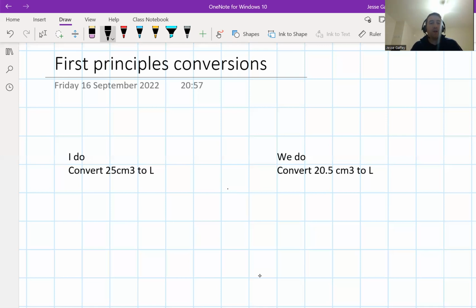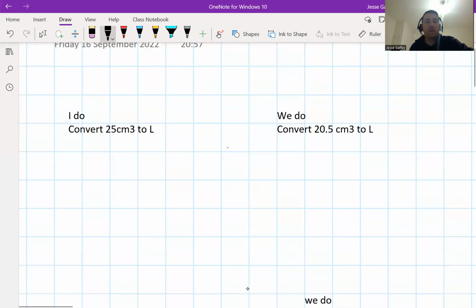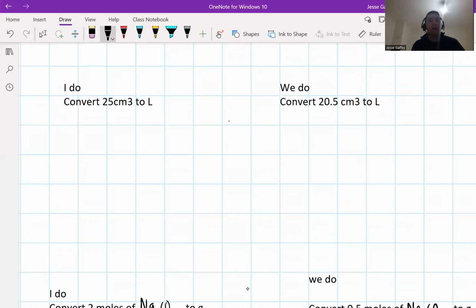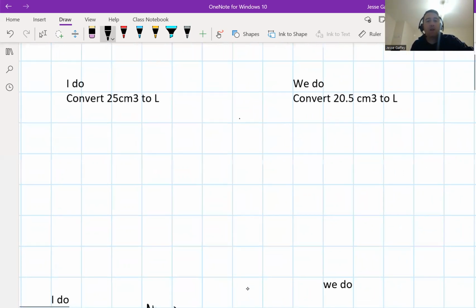All right, the first type of calculation you're going to be able to do is to convert between centimeters cubed and liters. I find in all the titration questions, it helps if you just convert all the volumes to liters as soon as possible. So this is something you have to get quite good at, quite automatic at. All right, so I'm going to show you how I would do this one here. Convert 25 centimeters cubed to liters. This is a very common quantity because this is usually the quantity that we put into the conical flask.